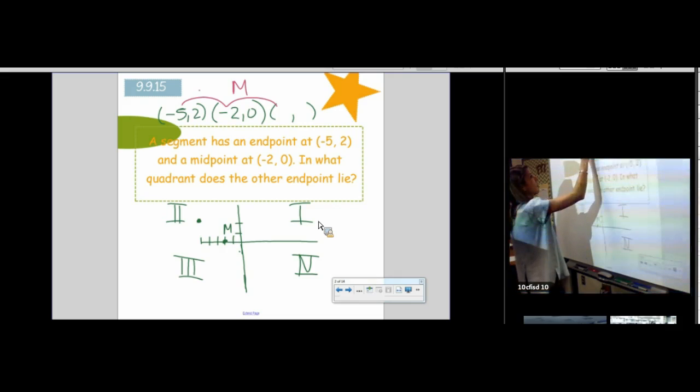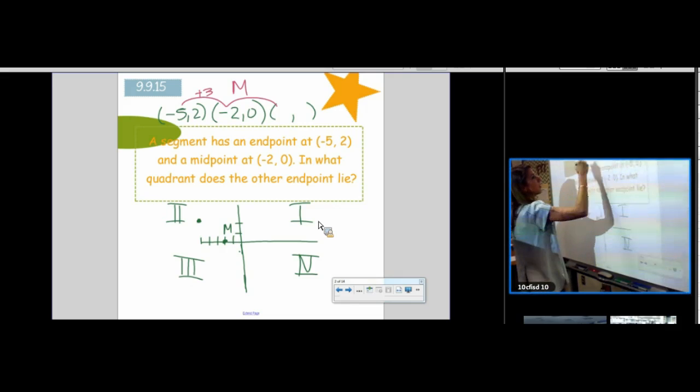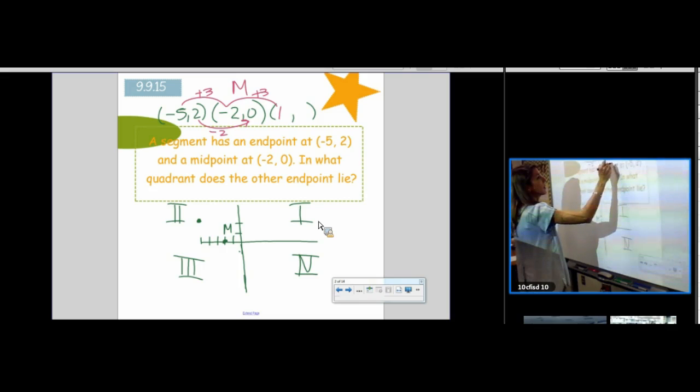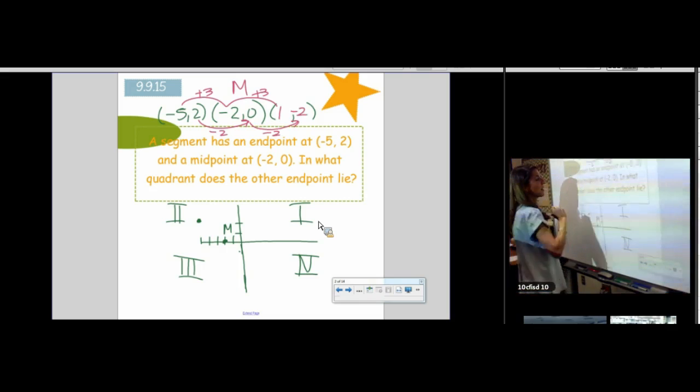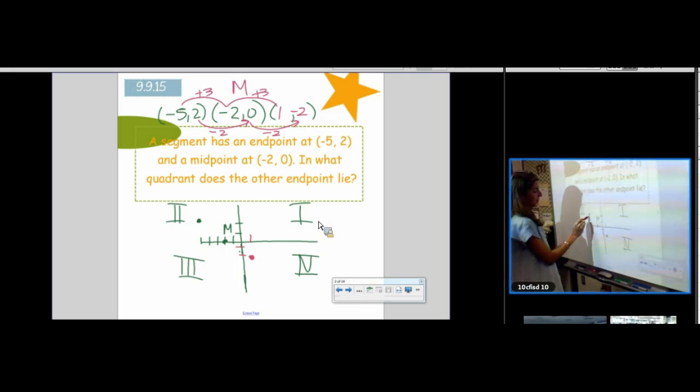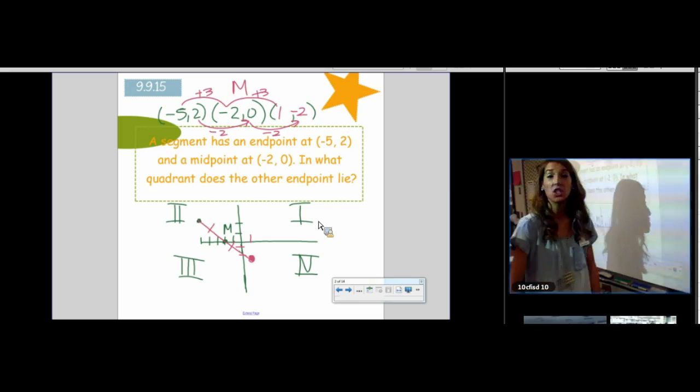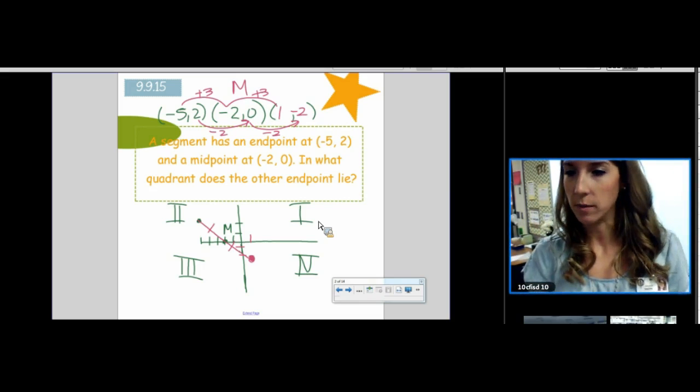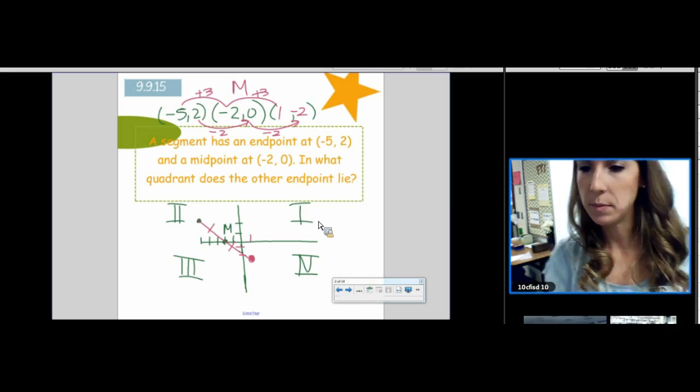From -5 to -2 is plus 3, so we're going to go plus 3 again. We're going to end up at 1. And then from 2 to 0, that's -2, so we're going to go -2 again. We're going to end up at (1, -2). And hopefully that's collinear with my other 2. Yay, kind of. So I could connect the dots and put tick marks to show that that point really is in the middle. So that's the warm-up. It was playing leapfrog.